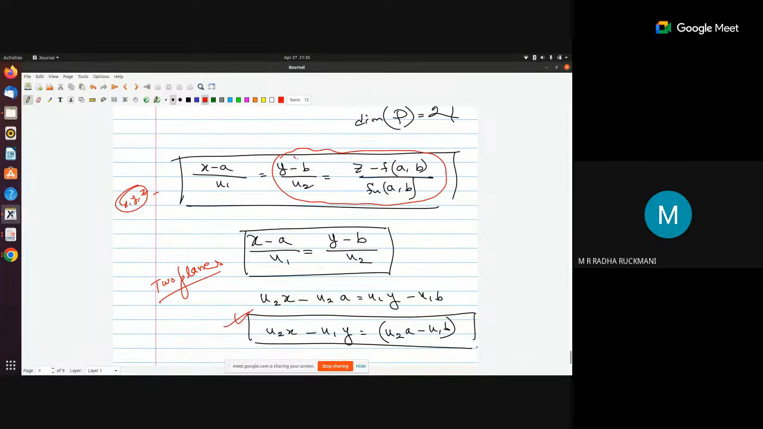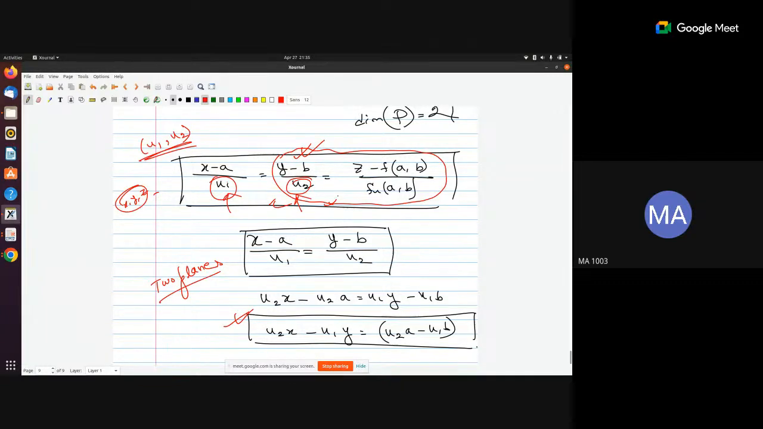Yeah. That's why we are writing this equality. So this will be a straight line, and that is our tangent line. And what is the slope? Our vector was u1, u2. So along the x direction, this is the direction of this. Along the y direction, this is the direction.